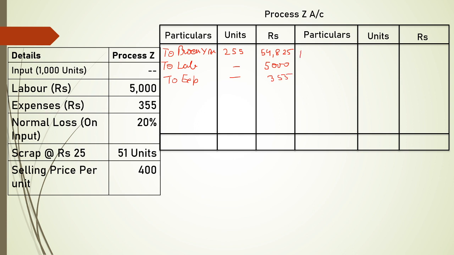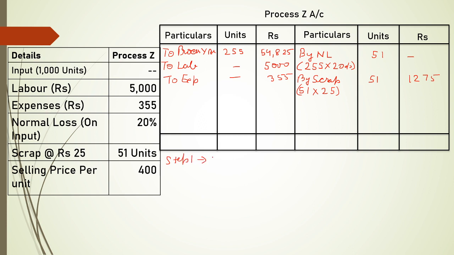Now on the credit side, first we have to write the normal loss, and the normal loss is 20% on input. Here the input units are 255 and normal loss is 20% of 255, which is 51 units. By scrap, units are also 51, and these 51 units are sold out in the market at the price of rupees 25 per unit. So the net realizable value here is 1,275 rupees.